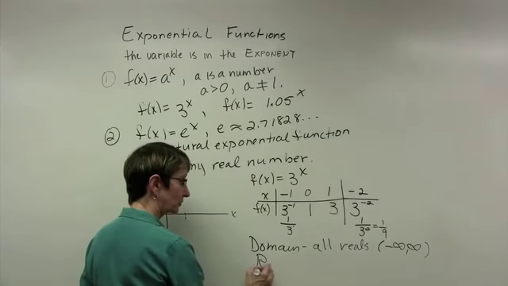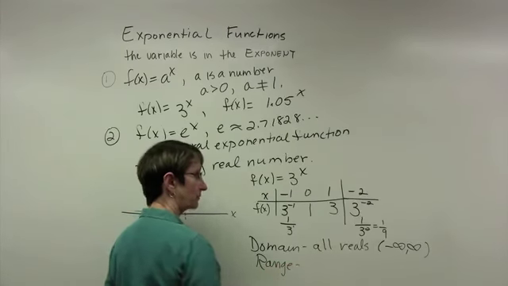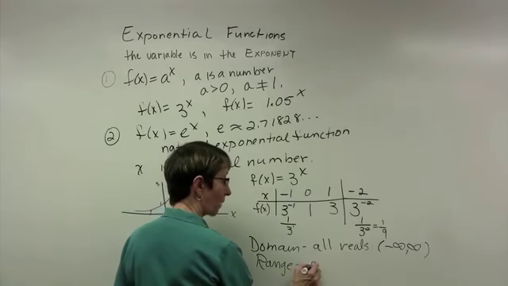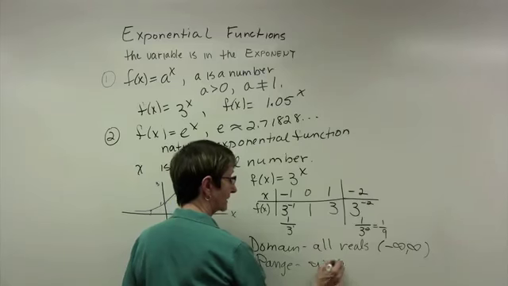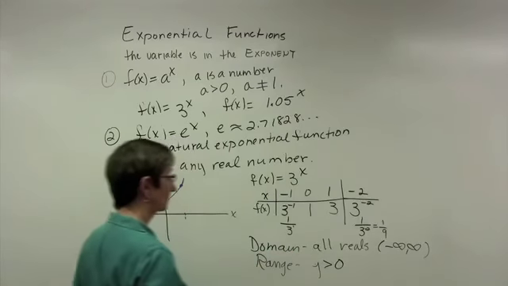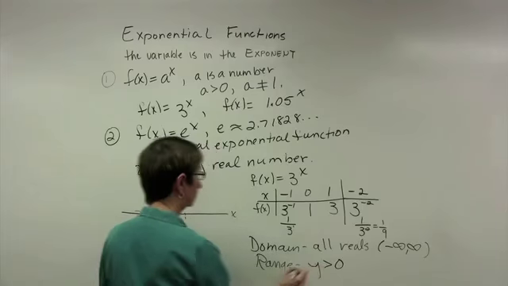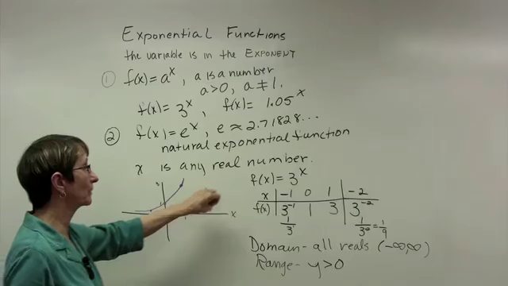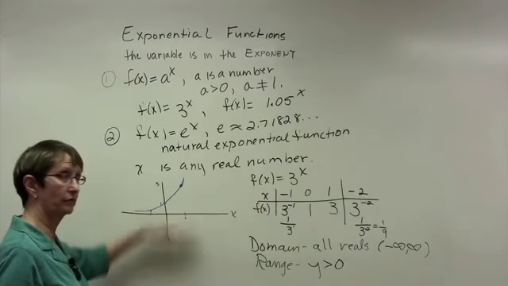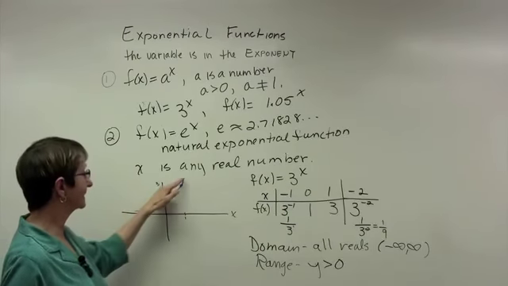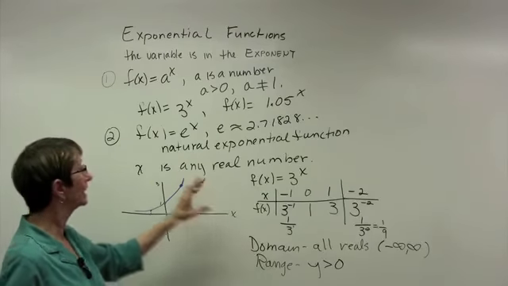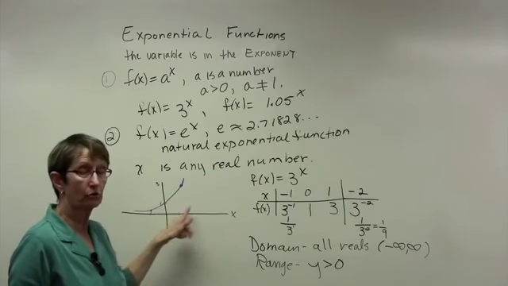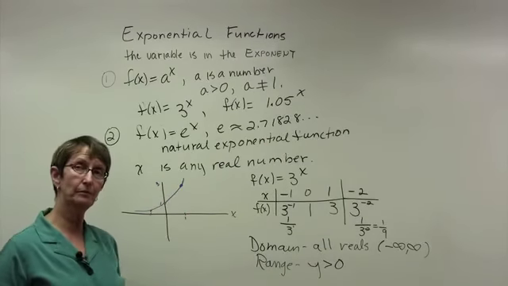But the range values are positive numbers. F of x or y greater than 0. I never have y equal to 0 for my basic function. In a little bit, we'll look at a more complicated one that does move up and down. But this is the general shape of an exponential function. If I choose e to the x, well, e is 2.7, which is almost 3. So the shape will be very similar.